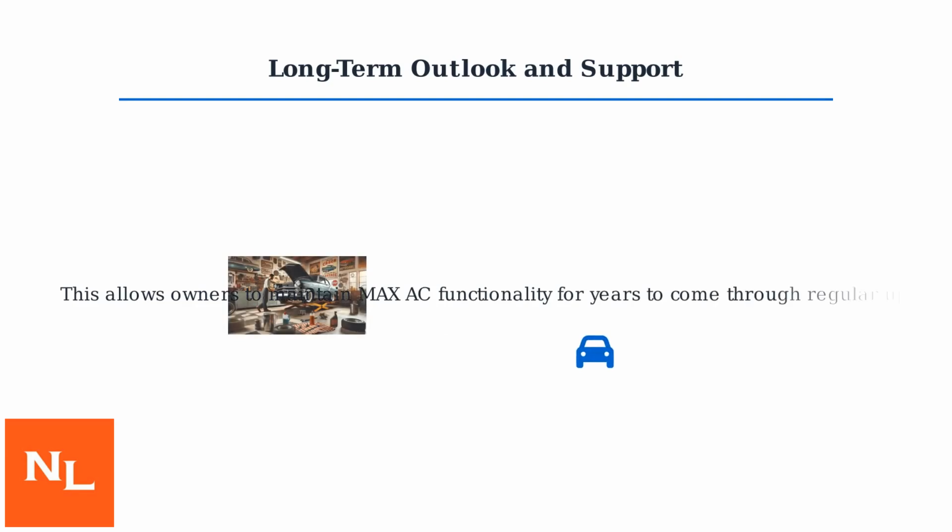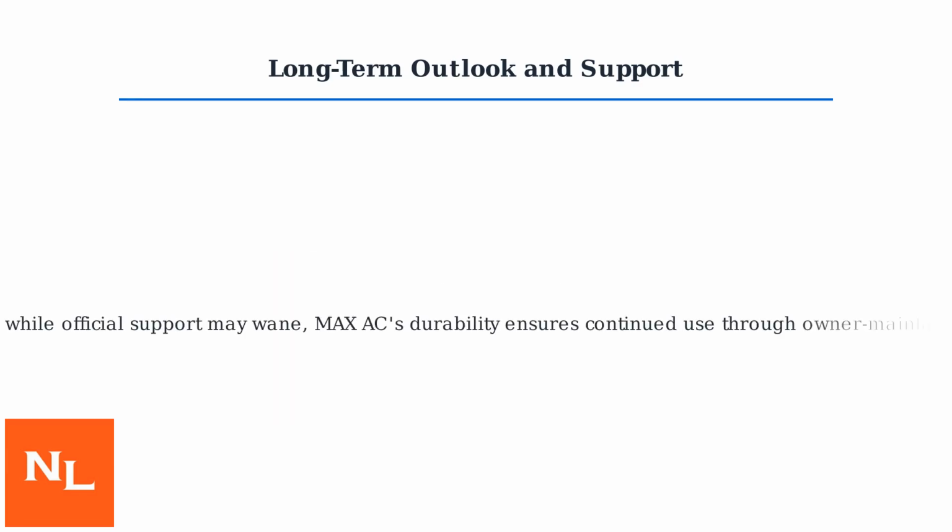With proper care, including annual inspections, and addressing common issues like refrigerant levels or actuator failures, owners can expect Max AC to remain functional on their 2013-2021 Series 2 Coupe for many years ahead. Overall, the long-term outlook for Max AC on the Series 2 Coupe is positive for dedicated owners who embrace DIY maintenance, preserving this useful feature despite evolving automotive technology.